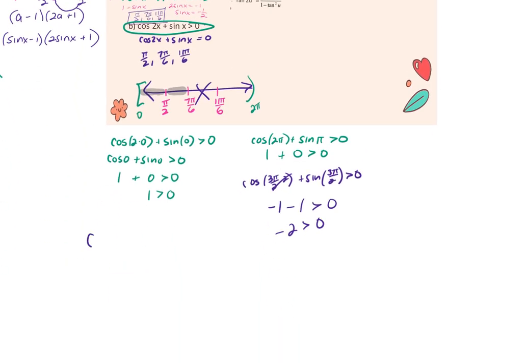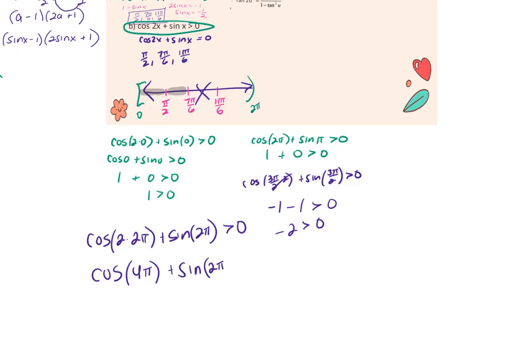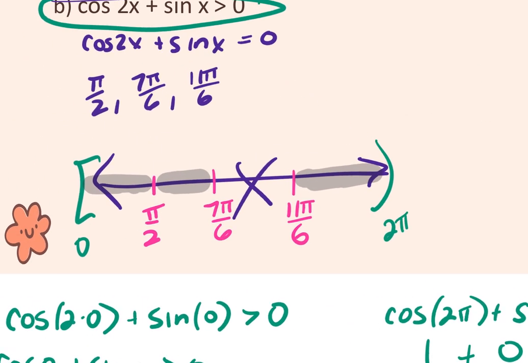Okay, so now I'm going to do cosine 2 times 2 pi plus sine 2 pi greater than 0. Cosine 4 pi plus sine 2 pi greater than 0. What's the cosine at 4 pi? 1. What's the sine at 2 pi? 0. Is that greater than 0? Yeah, so I also include that part of the curve. With me so far? Okay, so my initial question said greater than or equal to 0 or greater than 0? Greater than. So even though both these consecutive spots worked, I can't include this guy because it said greater than, not greater than or equal to.